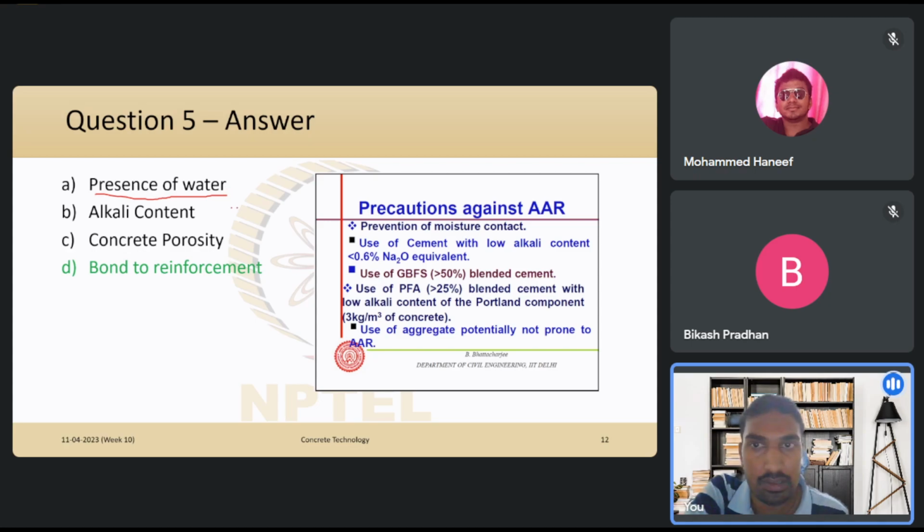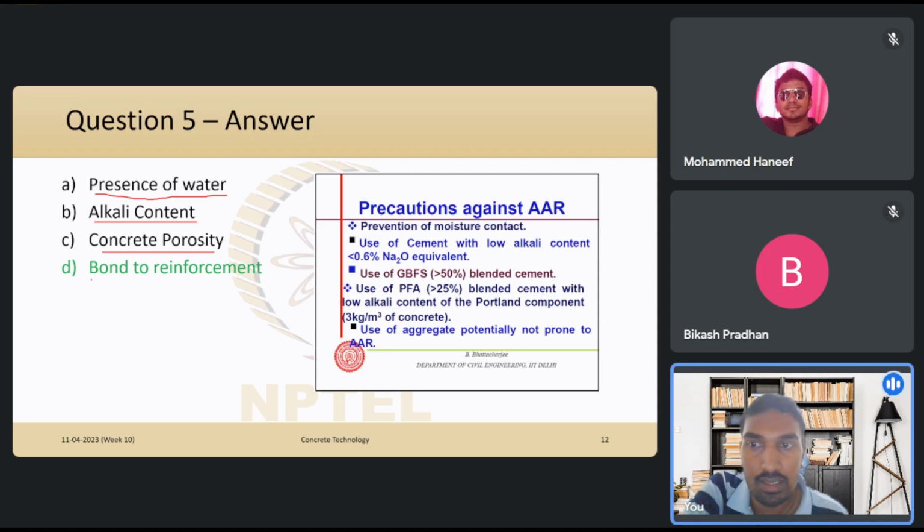So it is affected by the presence of what? Alkali content. Yes, again it is necessary. As the name suggests, it is the reaction between the alkali from the cement and the silica in the aggregate. Therefore you need alkali content. So the amount of alkali will definitely affect your AAR reaction. And the concrete porosity is also important, because this will control your moisture content. So concrete porosity will affect your moisture. Therefore, linked to the first factor, C is also an important factor.